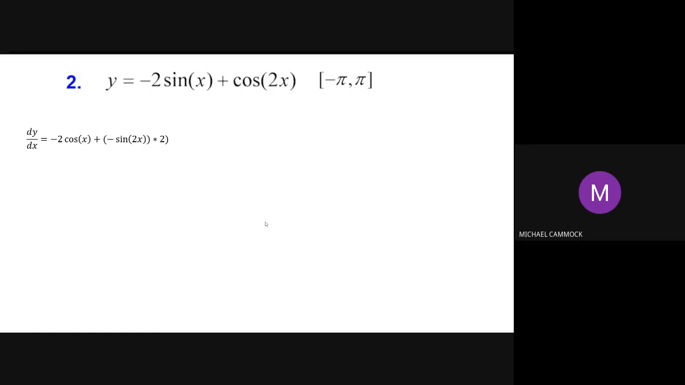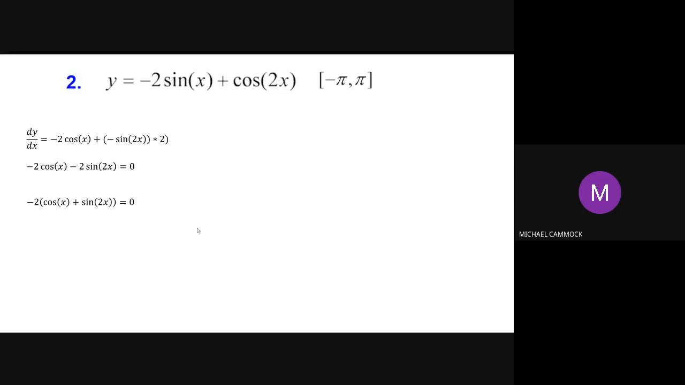Perfect. All right, so there we go. Minus 2 cos x plus minus sine 2x times 2, which is what he's saying, basically, which is this thing right here. I'm just setting that equal to 0. And then I'm going to go ahead and factor out the common factor, which is minus 2. So I'm left with this: cos x plus sine 2x equals 0.